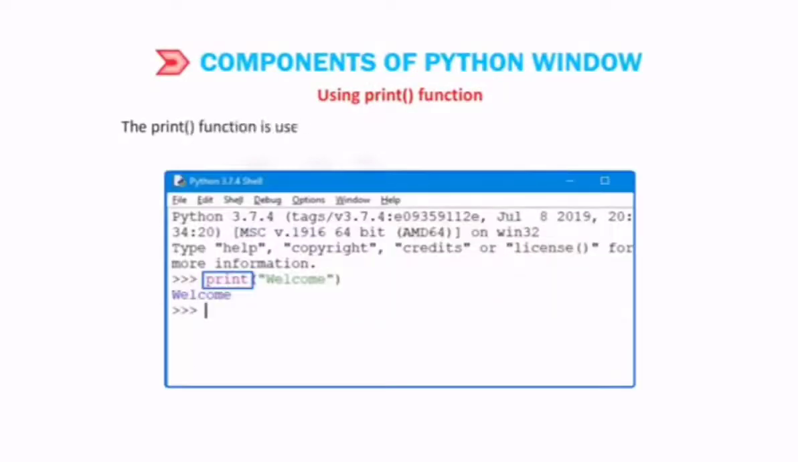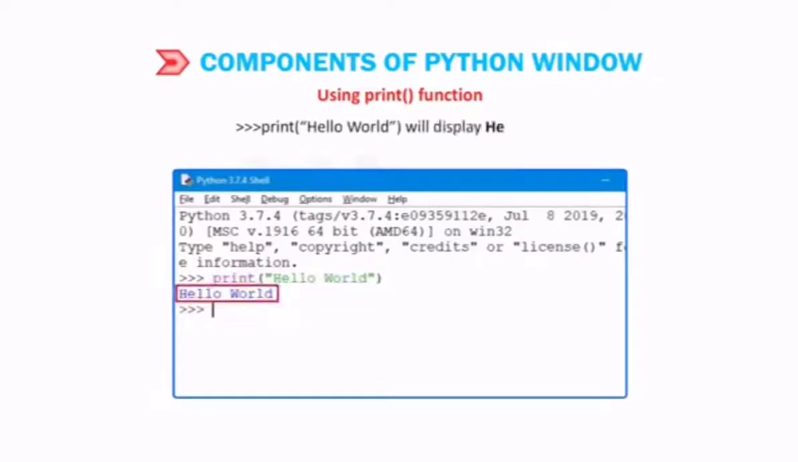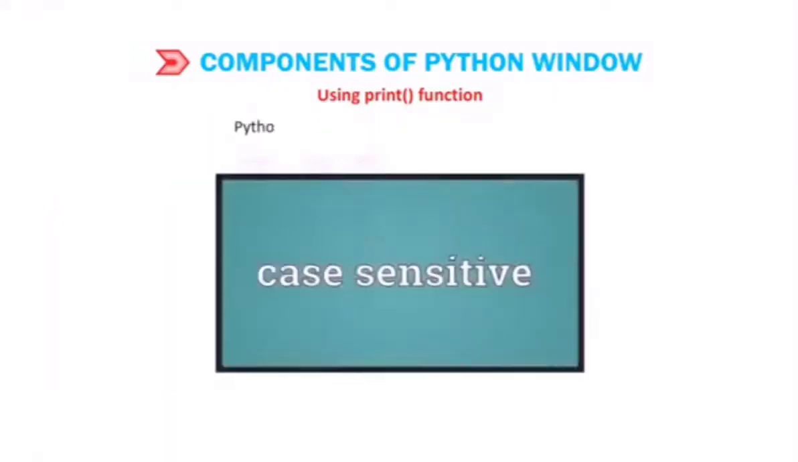Using print function, on page 102. The print function is used to display the output of any command on the screen. This you have to remember. It can also be used to print the specified message. For example, please see the example. I am typing print hello world, which will display hello world as output.